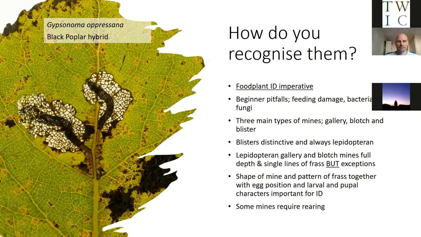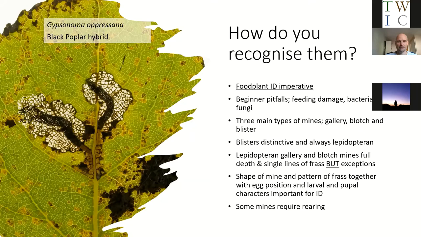So what you can do in the first instance is to hold the leaf up to the light and look through, and if you can see what's termed frass, which is essentially larval poo, that means for sure you've got a leaf mine. If you can't identify any frass within the damage you're looking at, it may well not be a leaf mine, it may be something else. However, there are some species which are very clever and have evolved mechanisms for actually ejecting the frass out of the leaf mine and leaving the mine frass free.